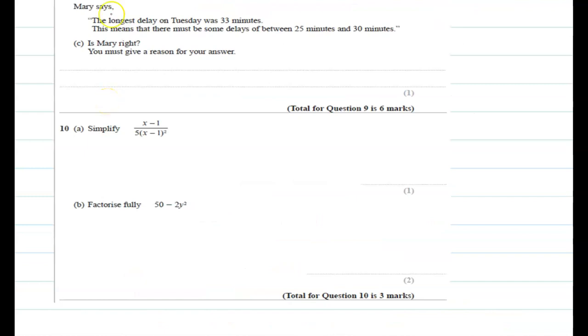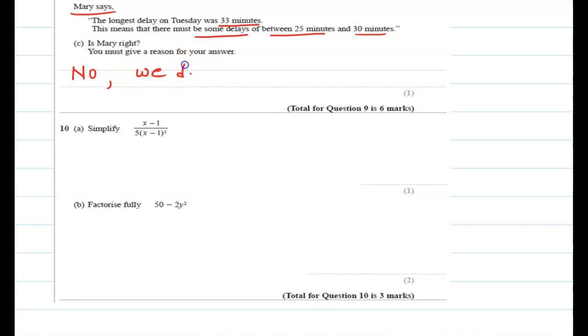So Mary says, the longest delay on Tuesday was 33 minutes. This means that there must be some delays of between 25 minutes and 30 minutes. Is Mary right? The answer is no, Mary is not right, because we don't have data to show whether trains were delayed between 25 and 30 minutes.